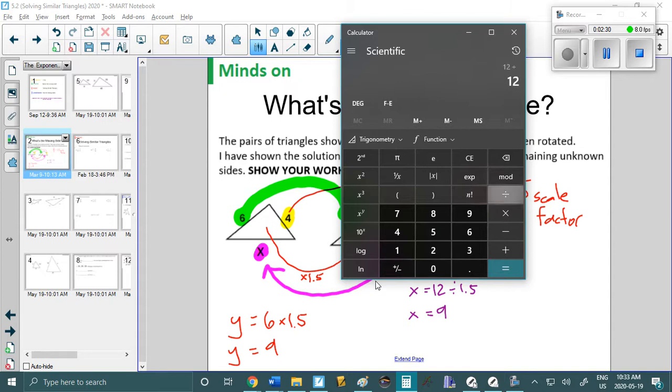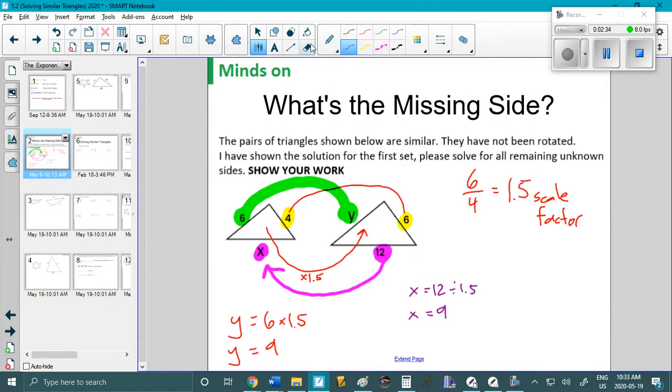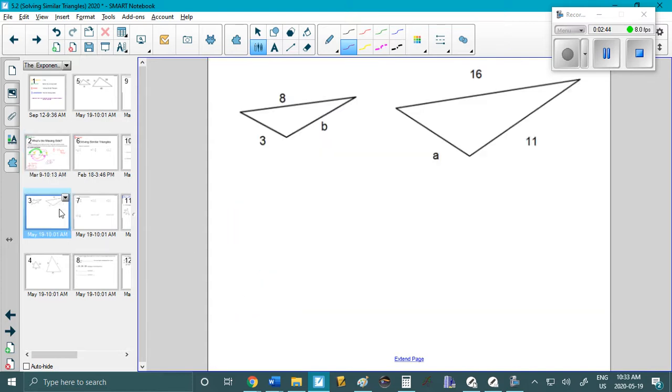So 12 divided by 1.5. Oh, it's 8. I made a mistake. I'm not good at dividing with decimals in my head, that's for sure. And so there's our answers. x is 8 and y is 9. Okay, so I want you to use that same idea here and try the next one. So these two triangles are similar. Find the scale factor and then determine the values of B and A.